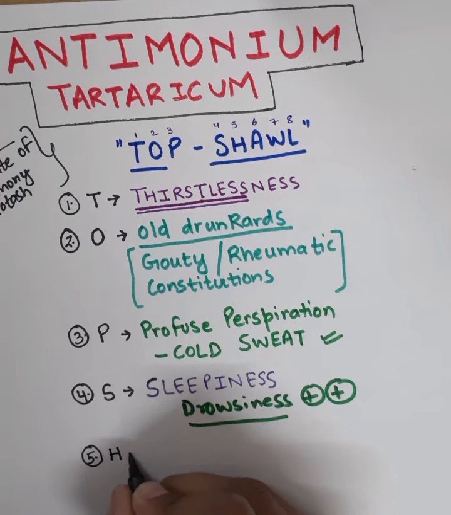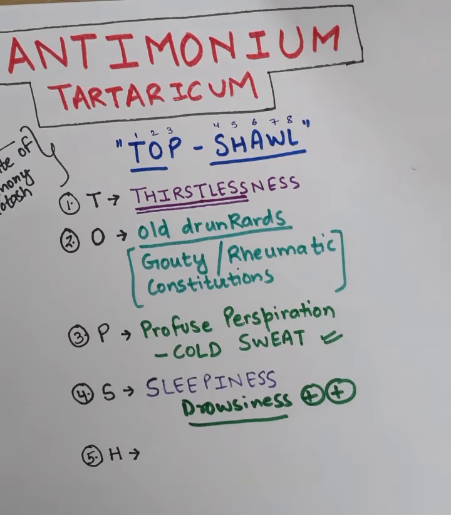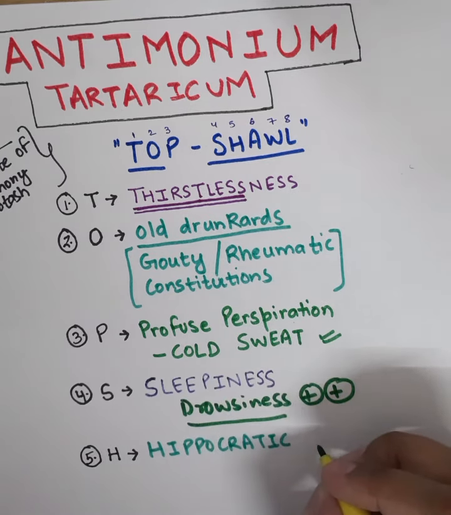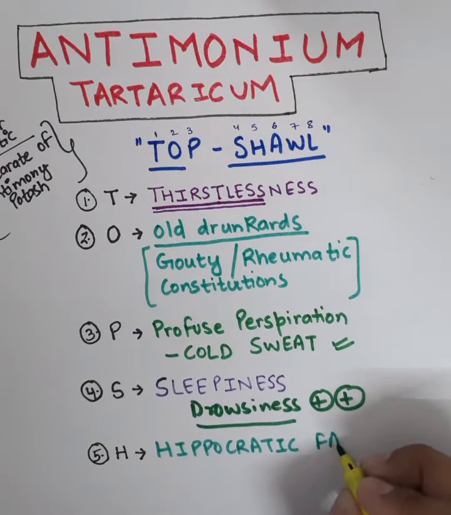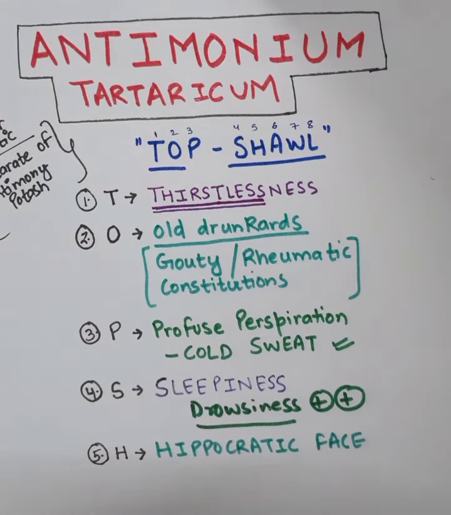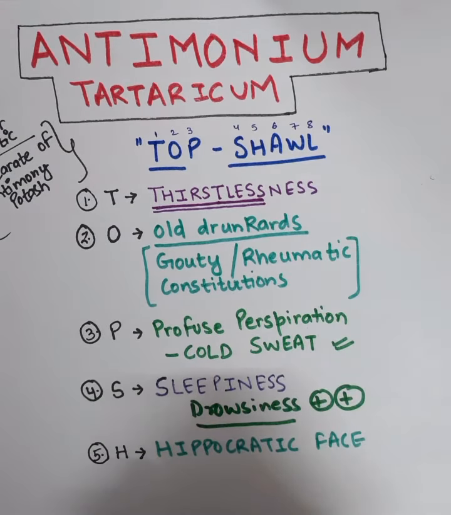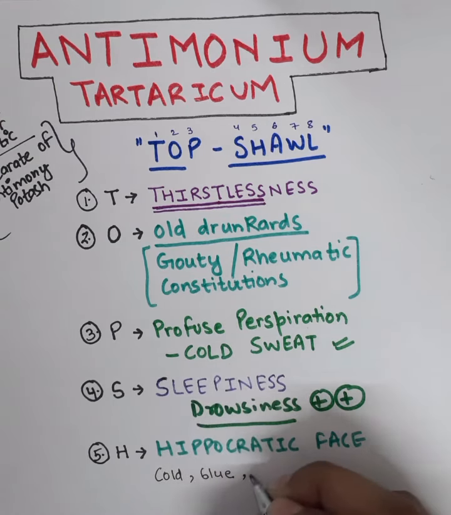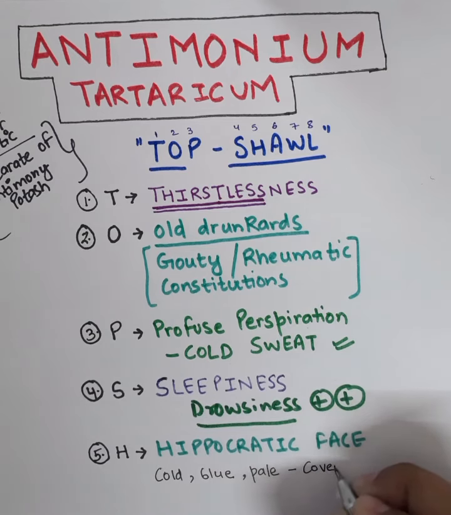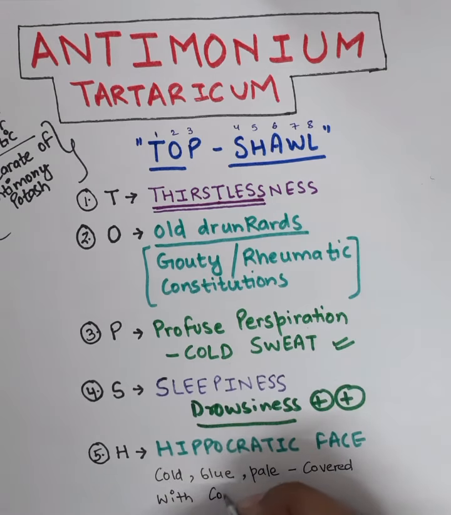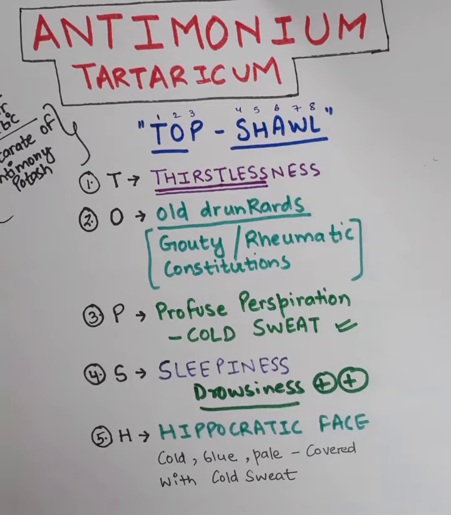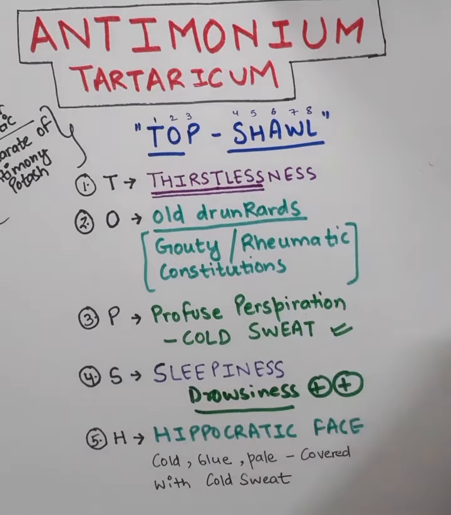Now the fifth one is H. H stands for Hippocratic face, which is depicted very well in this remedy. As we all know, what is a Hippocratic face? It's a cyanotic face: the coldness, the blueness, and the paleness in the face, along with the cold sweat. This makes a Hippocratic face, which you will find very well in Antimonium Tart. So these are the 5 points.